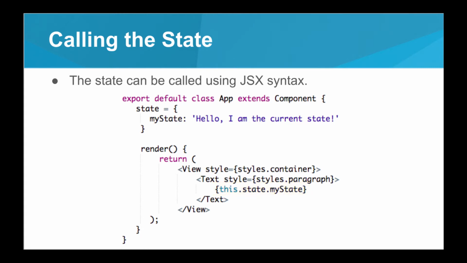In this example, our render function contains a View parent component and then a child Text component. Rather than writing the text directly inside the Text component, we are calling the state, which will be a more dynamic piece of data, as we will learn how this data can be updated and changed, instead of having the text always be the same.